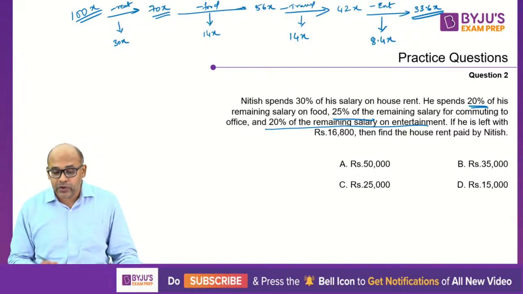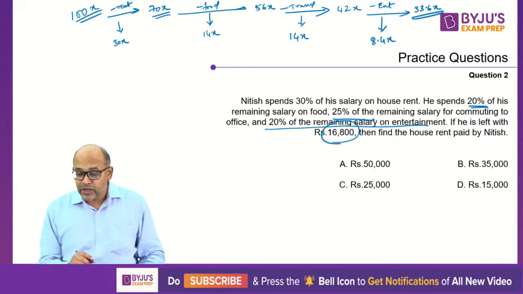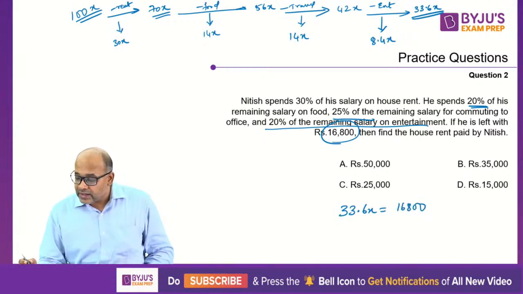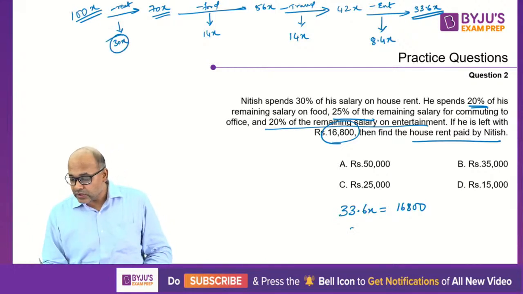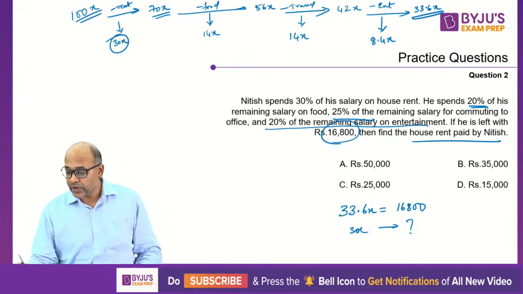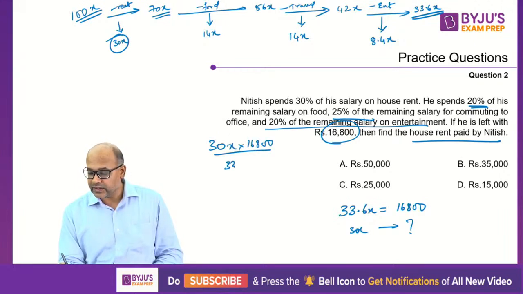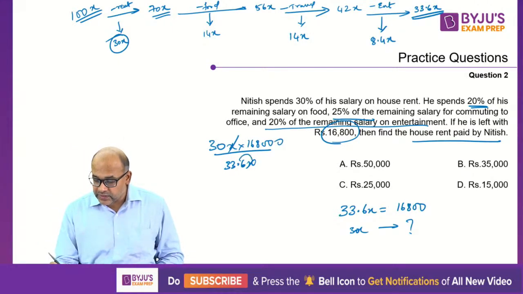This is the remaining value, and this is given to you as 16,800. So 33.6x is 16,800. They are asking you to find the house rent. What is house rent? House rent is 30x. So 30x is how much? This is what you need: 30x into 16,800 by 33.6x. Anyway, the x gets cancelled, it's of no use. So you get one more zero, take this out.